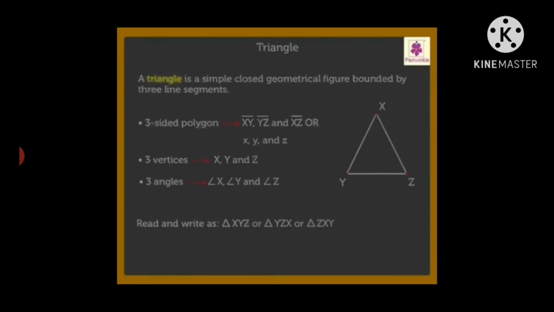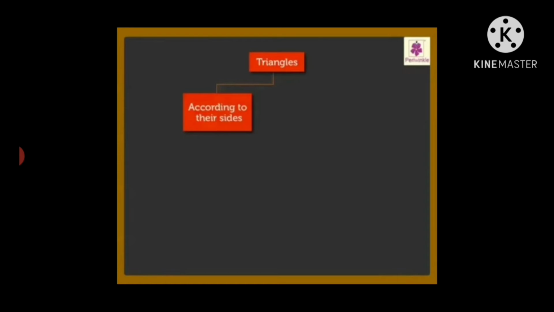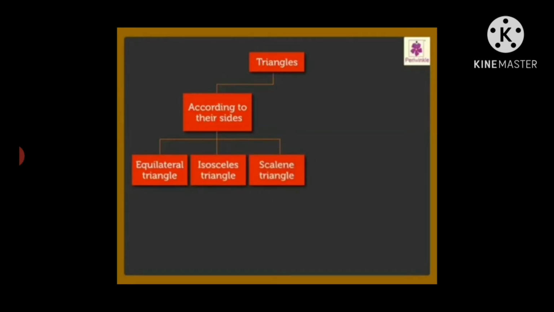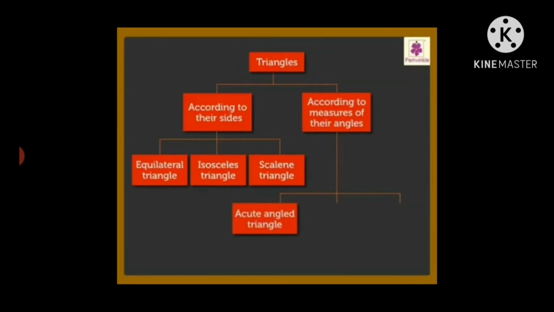We already know the types of triangles according to their sides, which are equilateral triangle, isosceles triangle, and scalene triangle. Let us revise these and also learn about types of triangles according to the measures of their angles, which are an acute angled triangle, an obtuse angled triangle, and a right angled triangle.